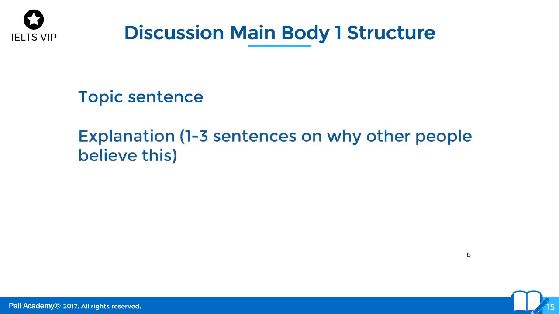Okay, let's look at the discussion main body 1 structure. So first of all, we're going to start off with a topic sentence. Topic sentence is basically just saying, this is what the paragraph is about. Then we're going to have an explanation. This could be 1 or 3 sentences on why other people believe this. Remember, with discussion questions, we're discussing what other people think and giving our opinion. And then you're going to put an example in. So an example that helps support this main idea.